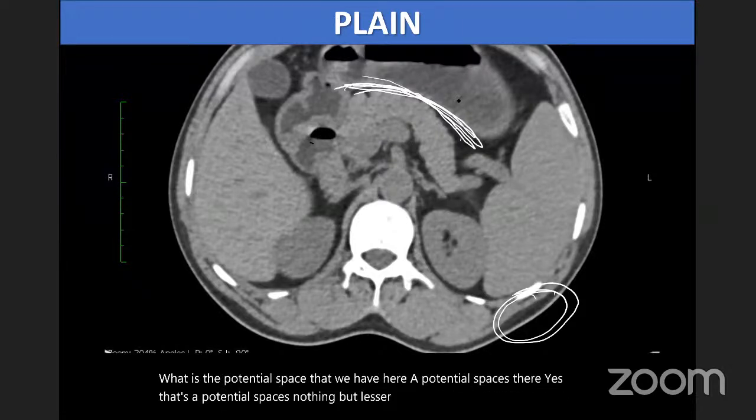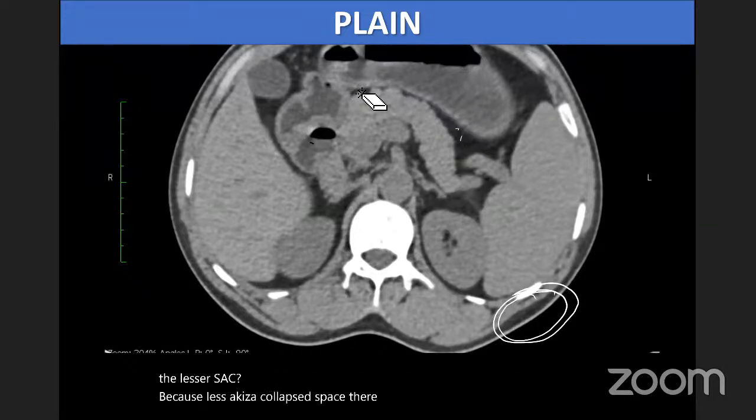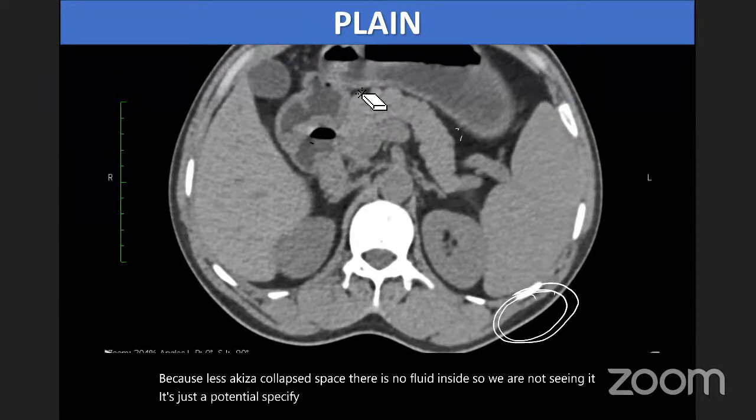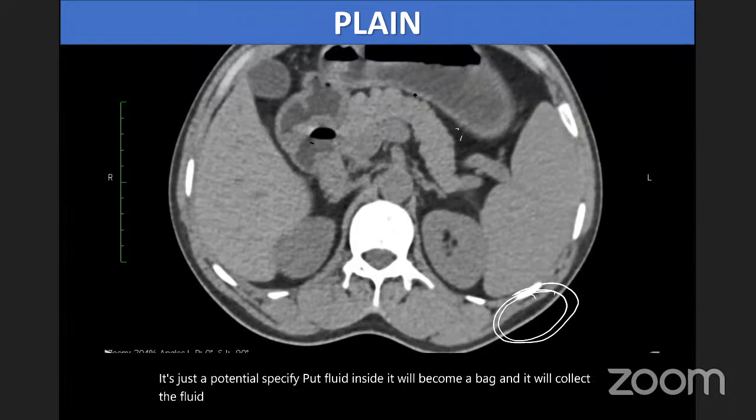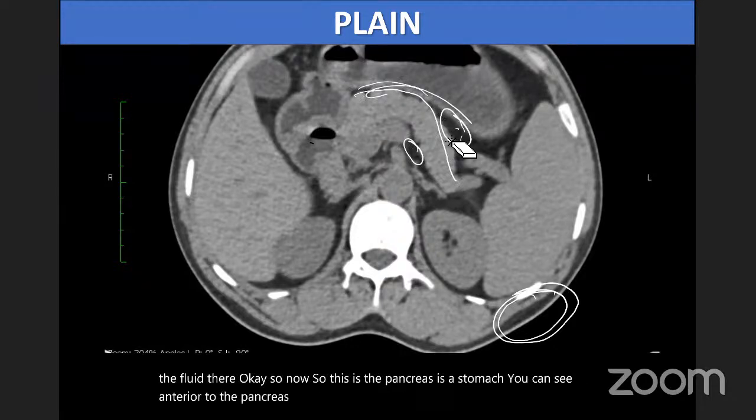Why are we not seeing the lesser sac? Because the lesser sac is a collapsed space. There is no fluid inside, so we are not seeing it. It's just a potential space. If I put fluid inside it, it will become a bag and it will collect the fluid there. So this is the pancreas, this is the stomach. You can see anterior to the pancreas and posterior to the pancreas, there is fat.